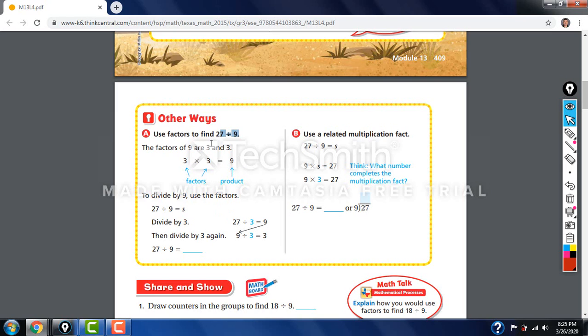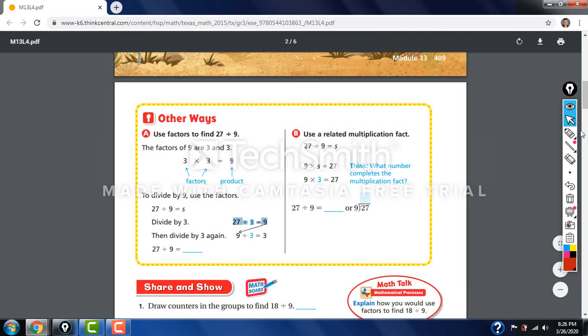So to divide, we're going to divide 27 by 3. That's going to give us 27 divided by 3 equals 9 right here. So that's one of the factors that we use. Once we get that product, we put the product in the front over here, and we divide it by the other factor, which is still the same one, 3. So 9 divided by 3 equals 3.